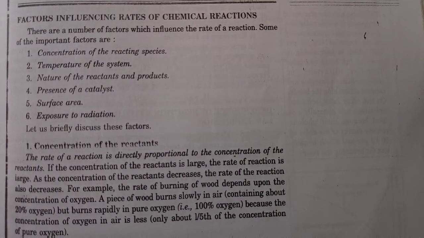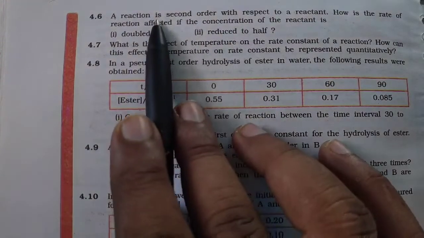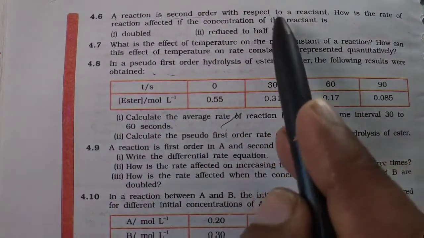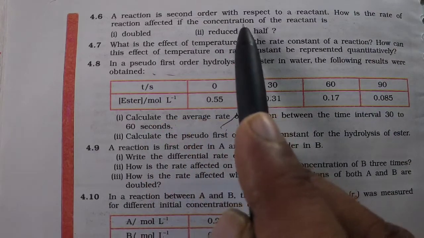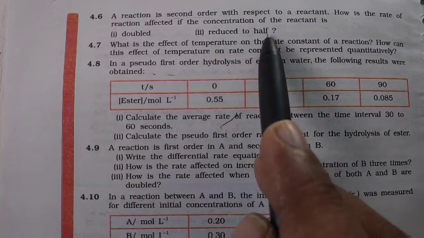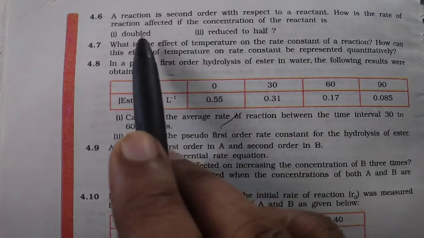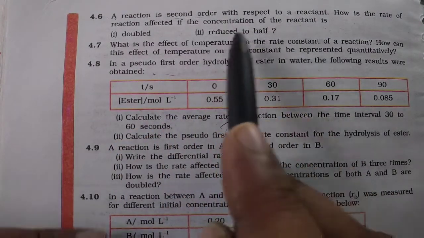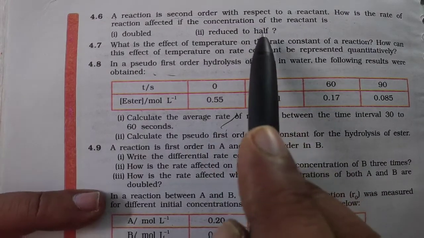We are going to discuss this 4.6 question. What is the question? The reaction is second order, meaning the order of reaction is given with respect to a reactant. How is the rate of reaction affected if the concentration of reactant is doubled or reduced to half? Meaning concentration of reactant, not product. If it is doubled, what will be the rate, and if it is made half, what will be the effect on rate? That we are going to discuss.